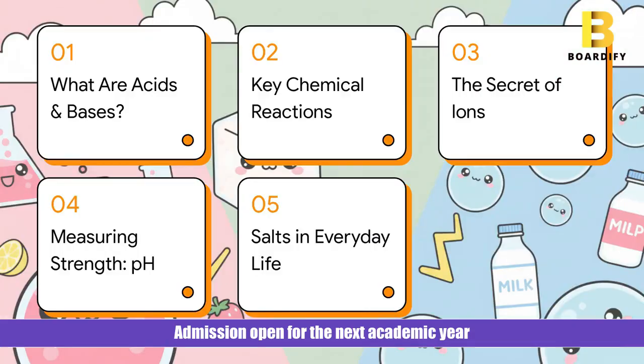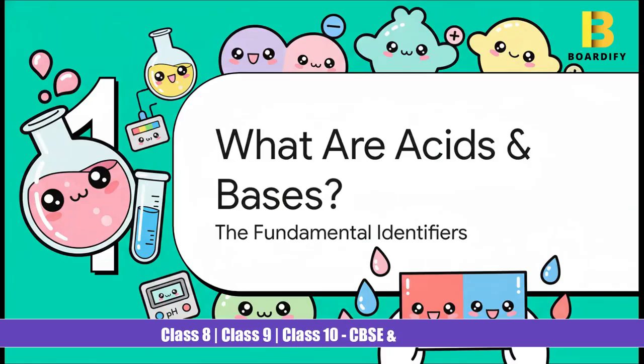So here's what we're covering. First, what are acids and bases? Then we'll dive into the key chemical reactions. After that, we'll uncover the secret of ions, figure out how to measure strength with the pH scale, and finally, look at some common salts we see all the time. Let's do this.